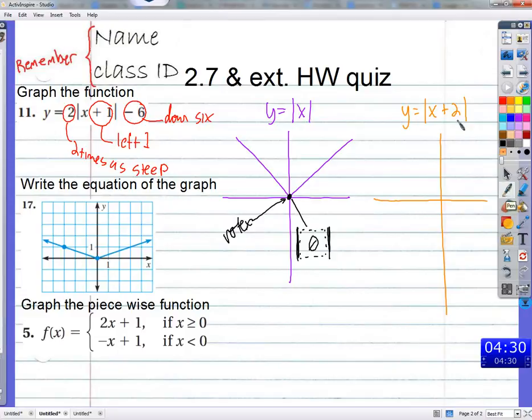So if we add 2, then to get the inside of this to be 0, what number do we have to plug in for x? -2. Got to plug in -2. If we go over to -2, the point right there, we put in -2, that's the new starting point, the new place where the vertex has to be. Where the inside of that is 0.